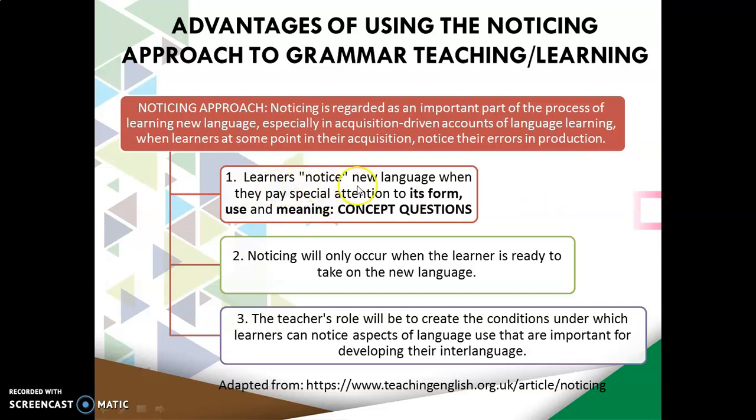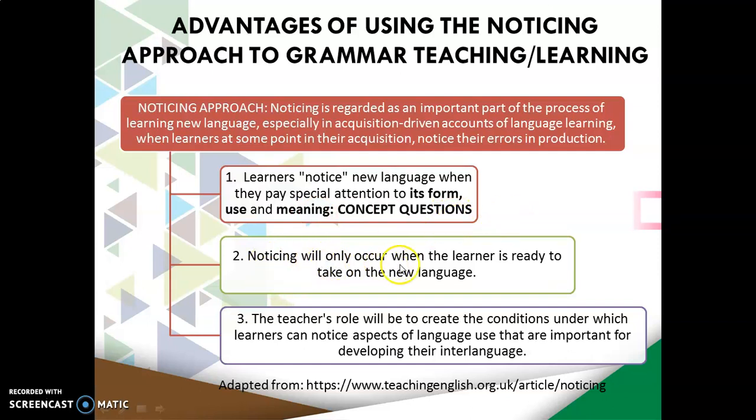So learners notice new language when they pay special attention to its form, its use, and meaning. To do that, we as teachers must provide something that we call concept questions. Questions that connect to something that we give as an input in the classes, for example, spoken language or written language, and we provide concept questions directly related to the form of the language, the use of that specific target language, or the meaning. Later, I will talk in depth about that.